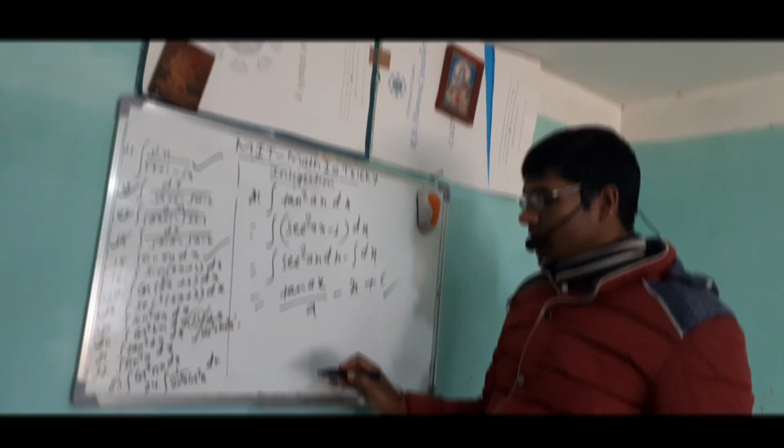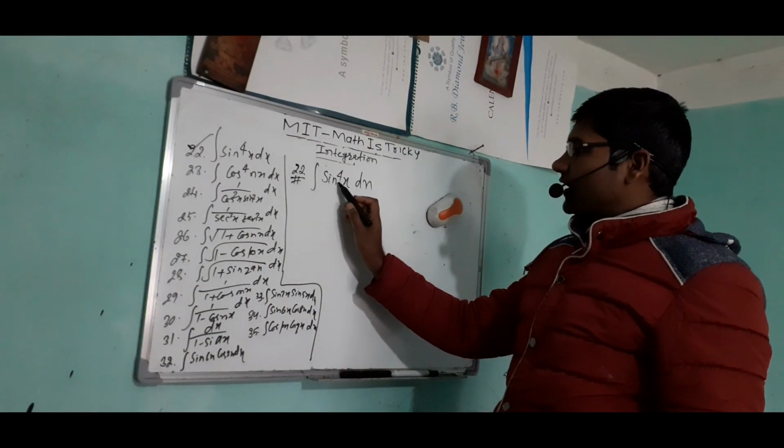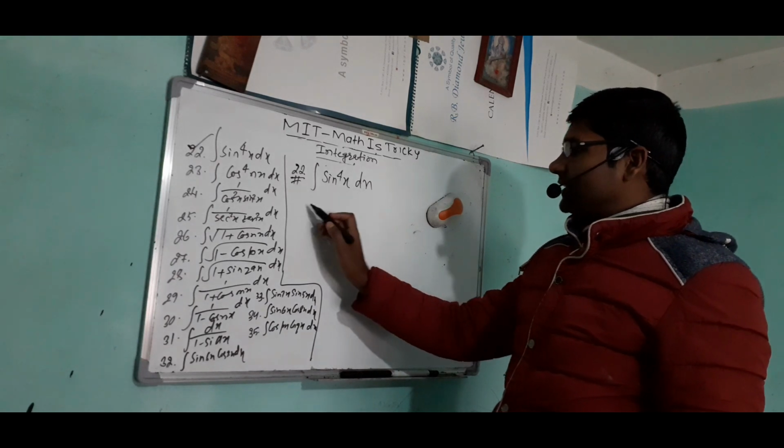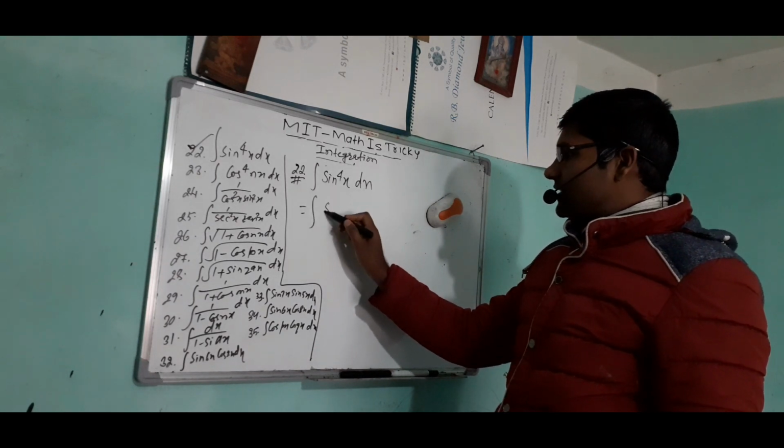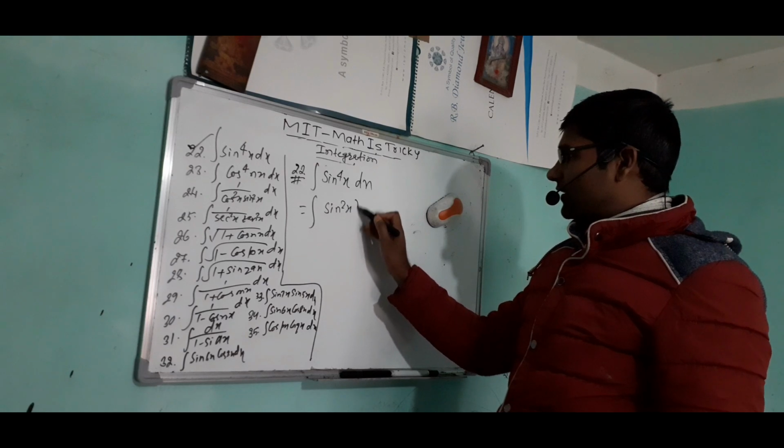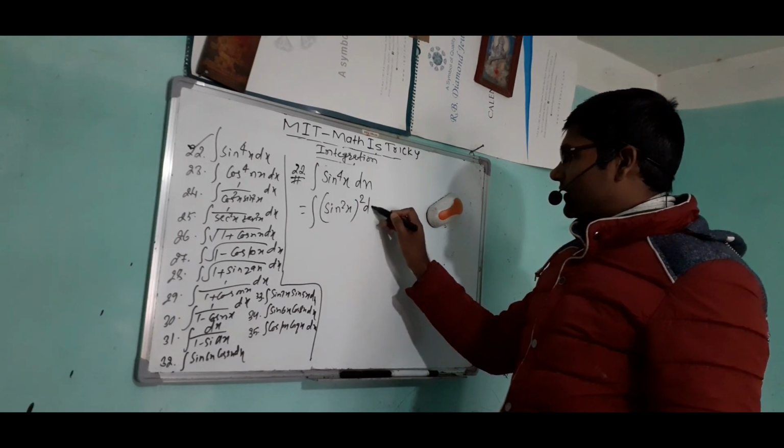Next, now see question number 22. The integration of sin⁴ x dx. We can write it like this: (sin² x)² dx.